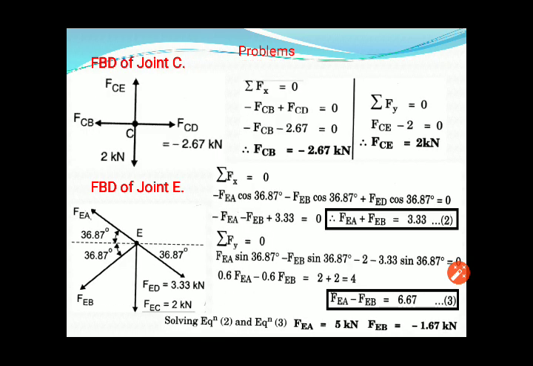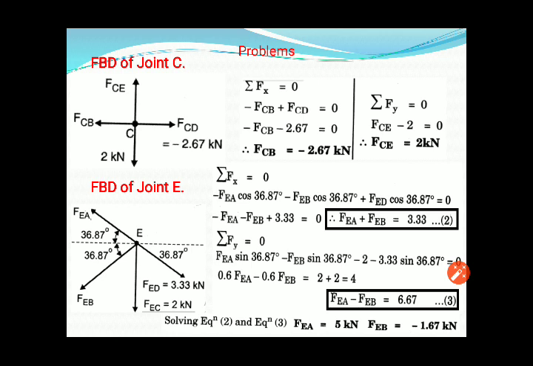So same thing, go for equations of equilibrium. Summation Fx equals 0 for joint C. So you get equations like this, minus FCD moving to the negative side plus FCB to the positive side. So you will get the value of FCB here. So once you get that, go for the second equation of equilibrium. Summation Fy equals 0. So FCE going upwards, so positive, minus 2 moving downwards, so negative. So you will get the value of FCE. So you got both the values, that is FCB and FCE.